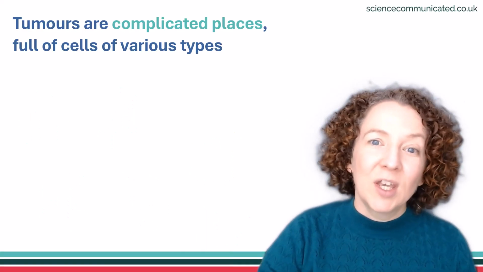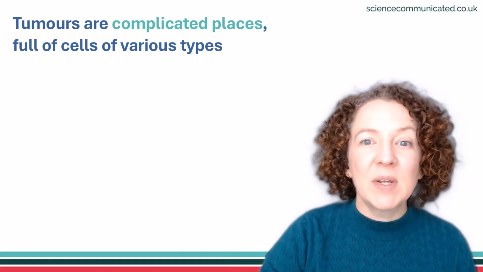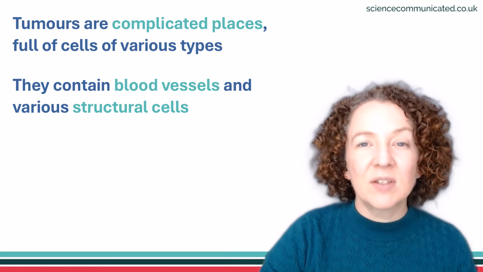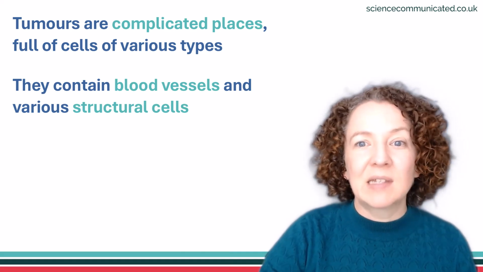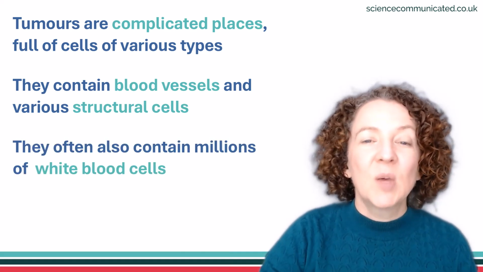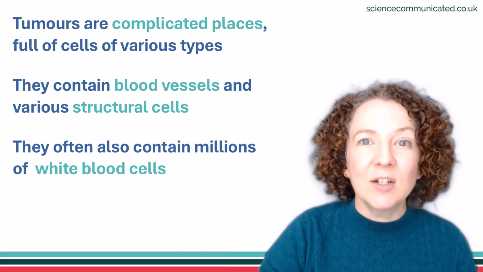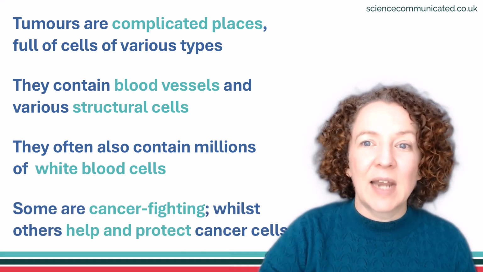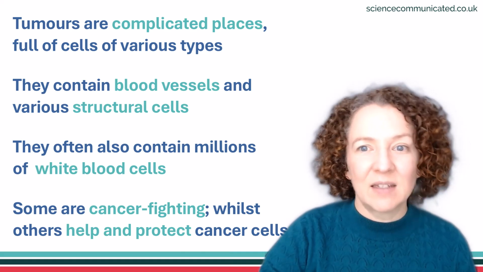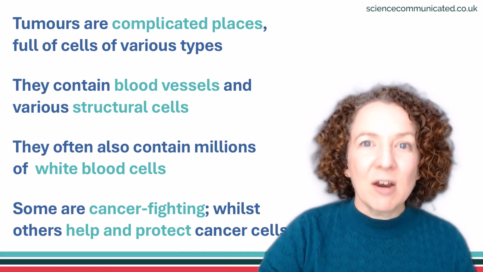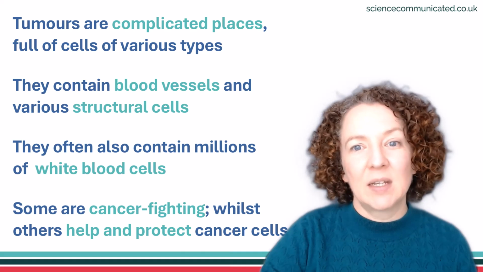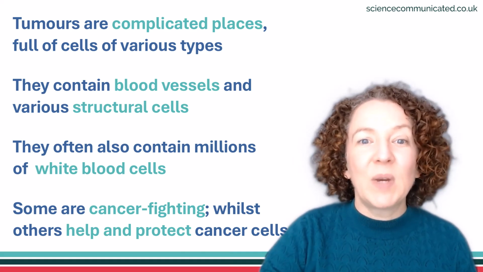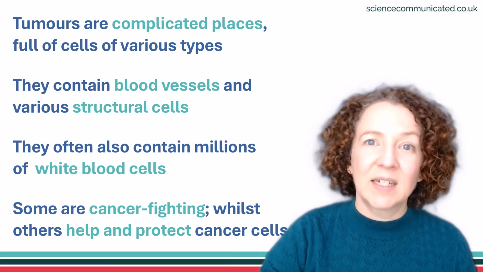To recap, tumours are highly complex environments that contain lots of different types of cells. As well as cancer cells, they also contain structural cells like fibroblasts and adipocytes, but some of the most important and influential cells inside tumours are the white blood cells. Some of them, like T cells and NK cells, are trying to kill cancer cells, but with others, like macrophages, it depends on the circumstances. Yet others, the MDSCs and the Tregs, are uniformly bad and they help and protect cancer cells.